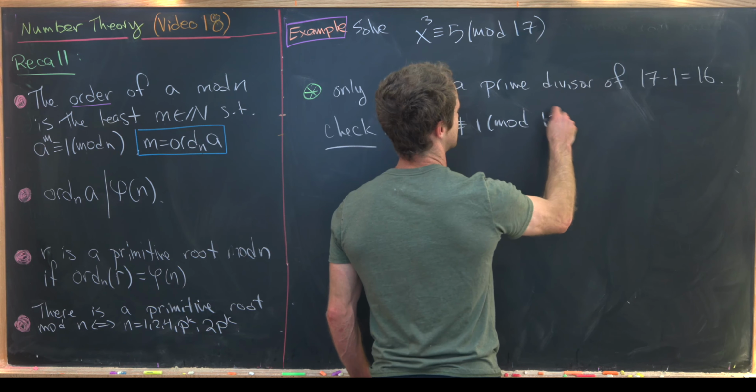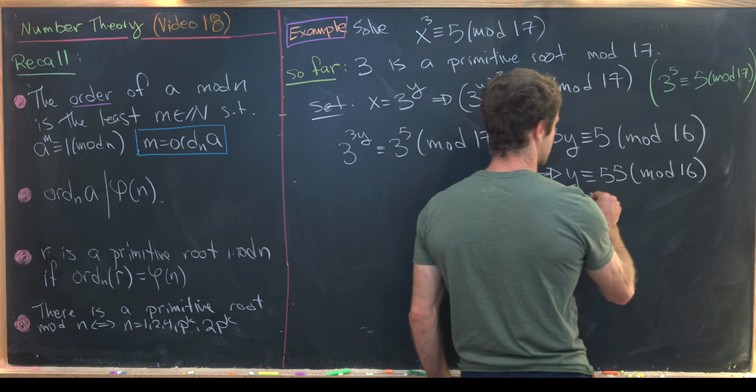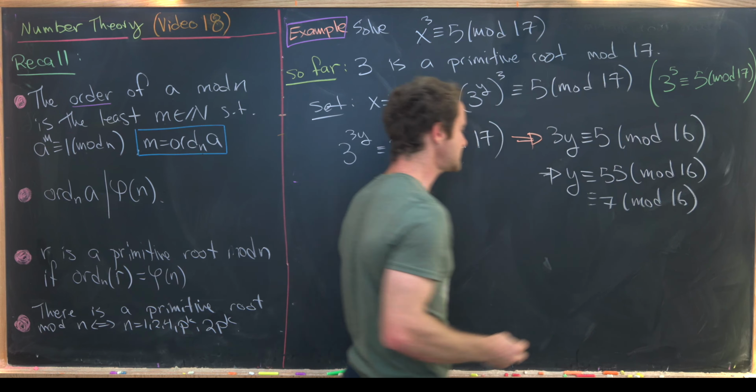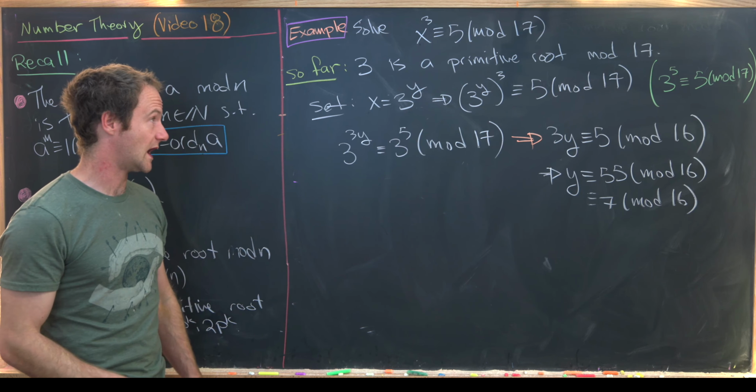And that's because 33 is 1 more than 32, and 32 is a multiple of 16. So we can multiply both sides of this by 11. We'll get y is congruent to 55 mod 16. But then you can check that 55 is 7 more than 48. 48 is a multiple of 16, so this is congruent to 7 modulo 16. So there we have our solution for y.